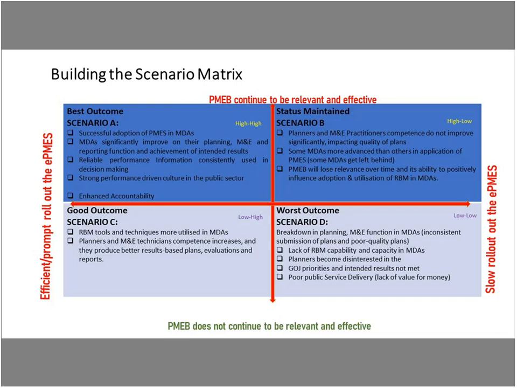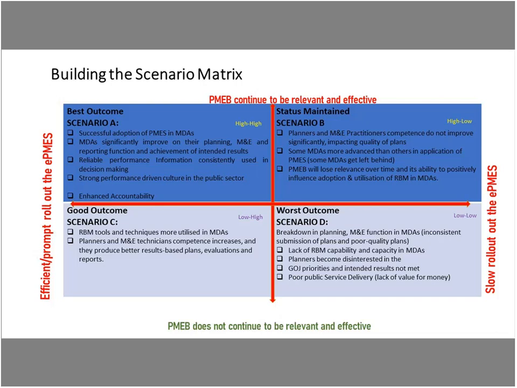Scenario B is by analyzing and comparing what would happen if we continue to be relevant, but there's a slow rollout of the systems because maybe we have a lack of resources or shifting focus of our organizations. And we identify those likely and plausible actions and events that would characterize that scenario. I call it status maintained.